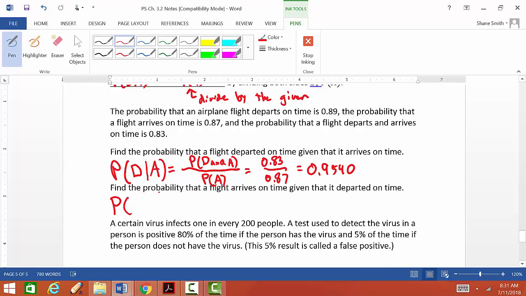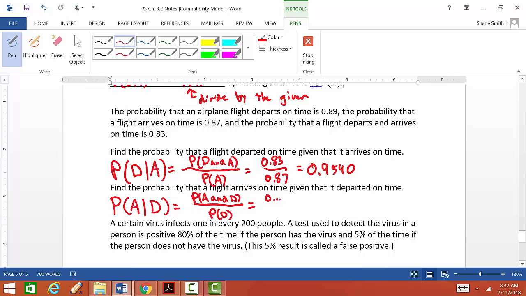Okay, now let's do the reverse. Find the probability that a flight arrives on time given that it departs on time. So this is probably the one that we care a little bit more about, right? If we know a plane departed on time, what's the probability that our plane is going to be here on time? So the probability that it arrives on time and departs on time divided by the probability it departs on time.